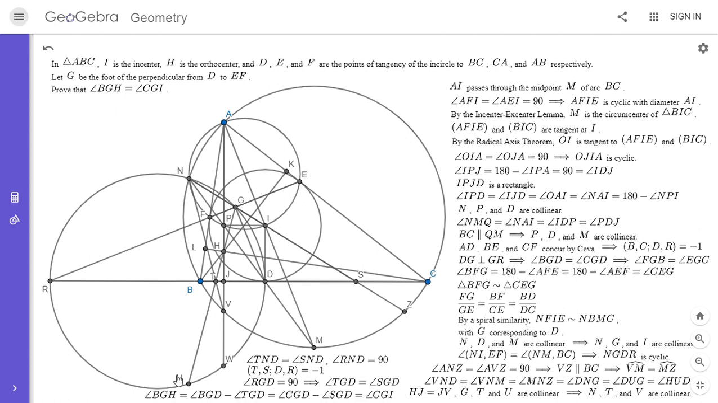So we have angle BGH is equal to angle BGD minus angle TGD, which is equal to angle CGD minus angle SGD from these two equalities right here and up here. And that's equal to angle CGI. So angle BGH equals CGI, which solves the problem.